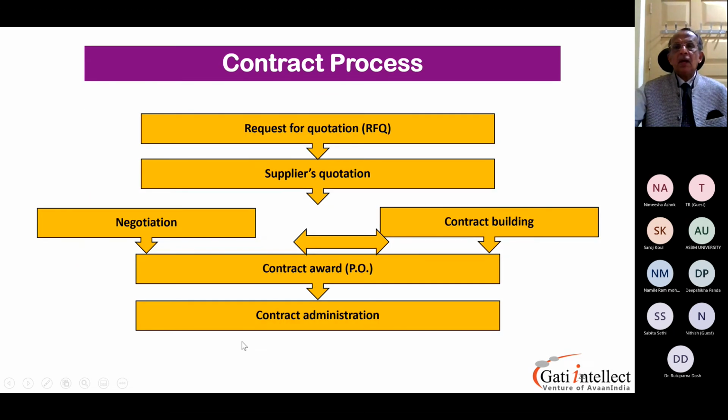So this is just an ordinary process of contract. In this case you send an RFQ, then the supplier quotes for it. Then two things can happen: you can go for a negotiation if the prices are not right, or other terms and conditions are to be negotiated, or otherwise it's readily accepted. Then you have a contract building process, then the contract is awarded, then the contract administration happens. So this is a simplified contract process.